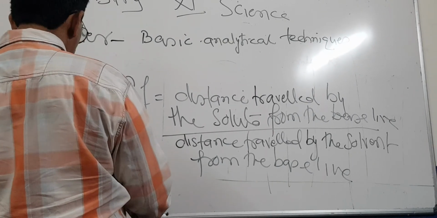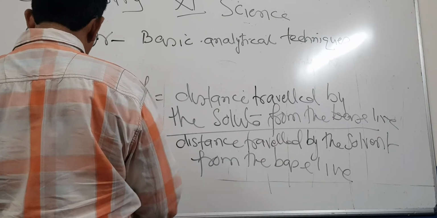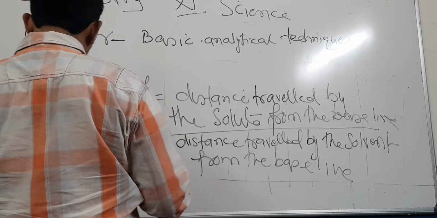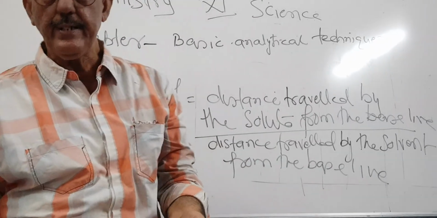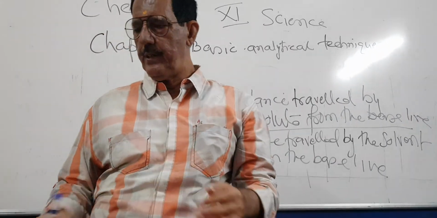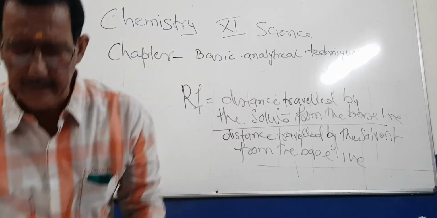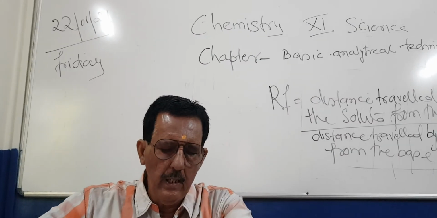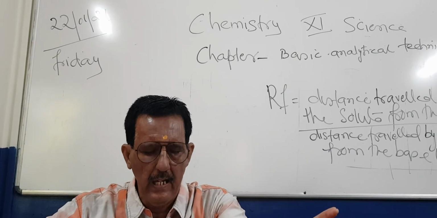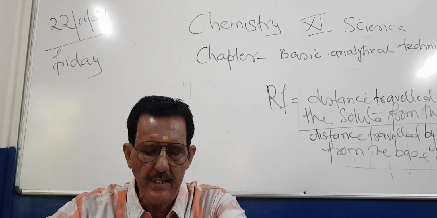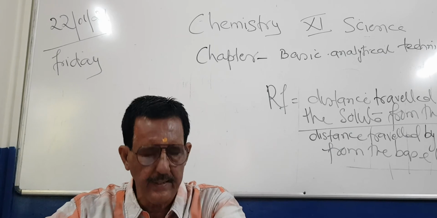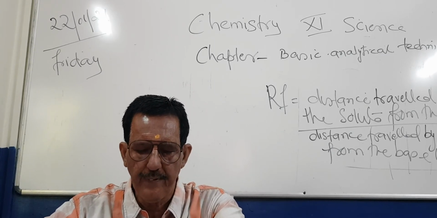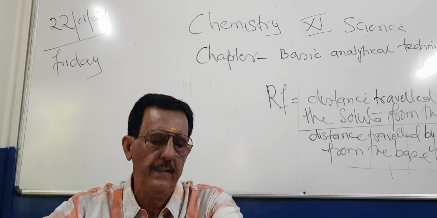So we will now revise further what we studied today and also in the last lectures we have done. Again and again, these following points you have to remember for this chapter, basic analytical techniques. Point number 1, basic techniques are used for the analysis of chemical substances. Methods of purification of compounds depend upon the difference in their physical properties.